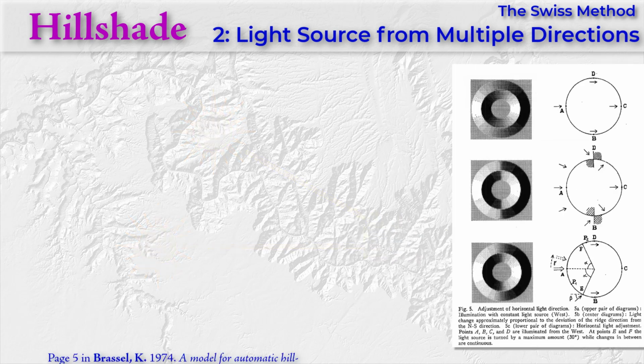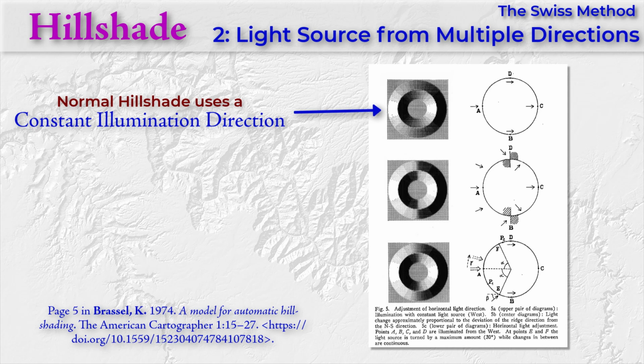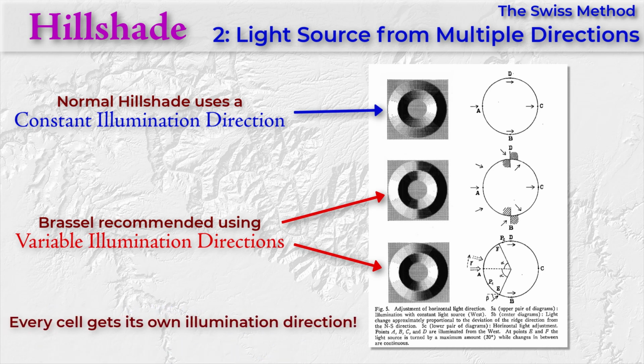And this fellow Kurt Brassel recommended setting a variable light source direction for each cell based on a primary illumination direction plus a directional adjustment computed from the slope and aspect of that cell. By Brassel's method, every cell in the hillshade raster could receive a hillshade value that was based on a different illumination angle. That's a little tricky to do. There's no standard tool that'll do that. You could get to it if you wrote code to do the hillshade yourself, but outside of that, it's kind of not available to most of us.